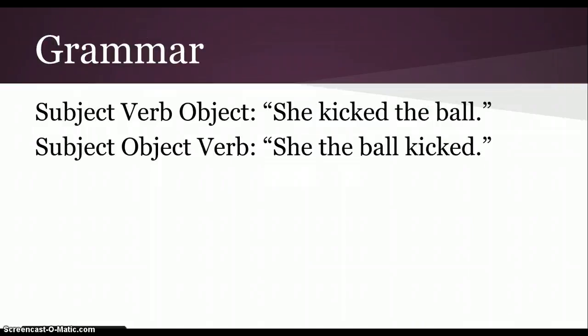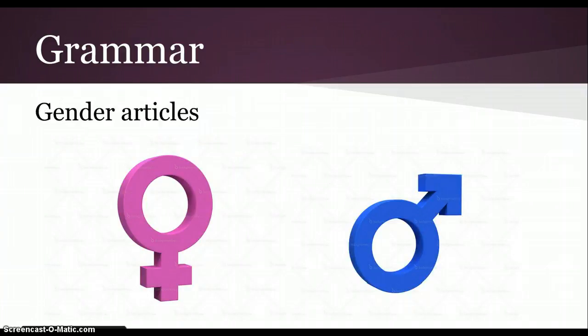In Modern English, we use a word order that could be referred to as subject, verb, object. An example of this would be, "She kicked the ball." This word order is different from Old English, whose word order was subject, object, verb. Instead of "she kicked the ball," it would be "she the ball kicked." Old English also had gender articles for certain words, like many other languages today, but we do not have this in our language.